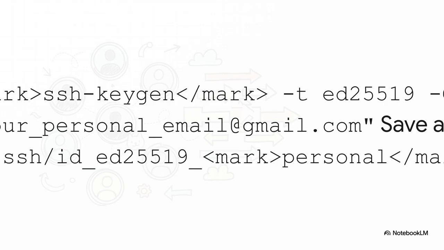And then, you guessed it, we do the exact same thing for our personal account. Same command, but this time, of course, use your personal email as the comment and save the file with a different name. Something obvious like id_ed25519_personal. And just like that, you have two distinct, super secure keys sitting in your .ssh directory.